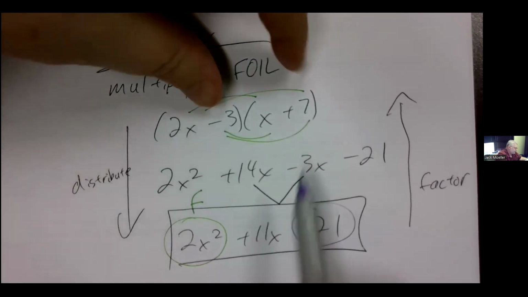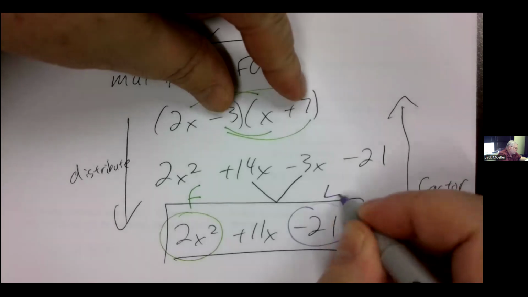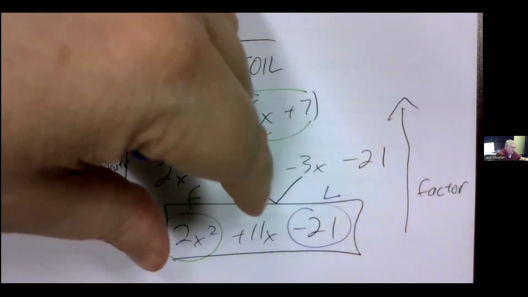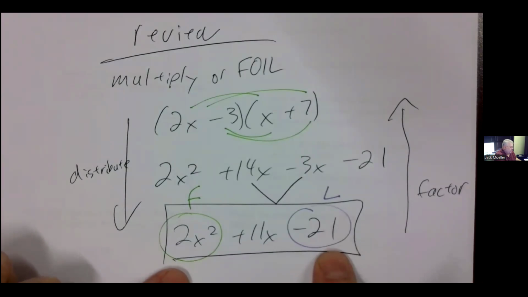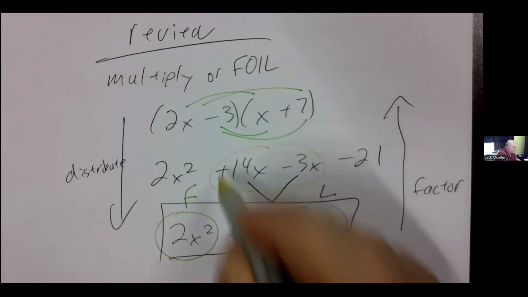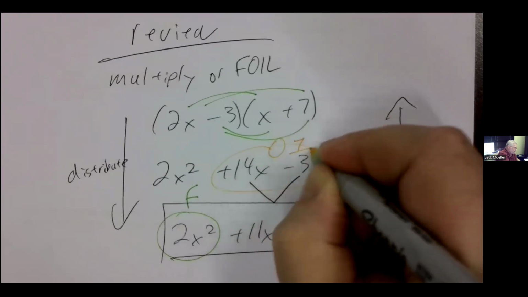Well, minus 21 came from minus 3 times plus 7. So that was the last term. So for the first term and the last term in our trinomial, there's only one multiplication that leads to those terms. Now, where does the middle term in the trinomial come from? That comes from combining the two middle terms. So that comes from the outer and the inner.